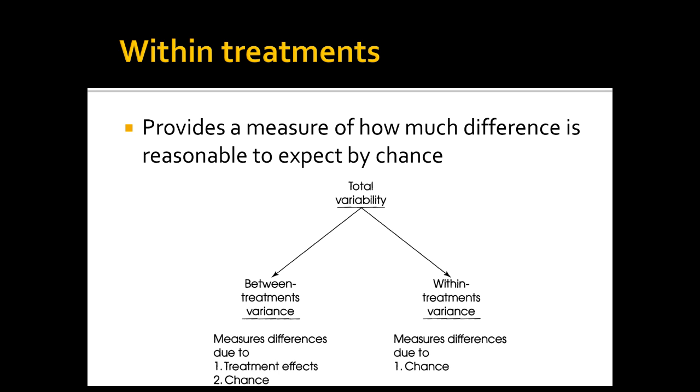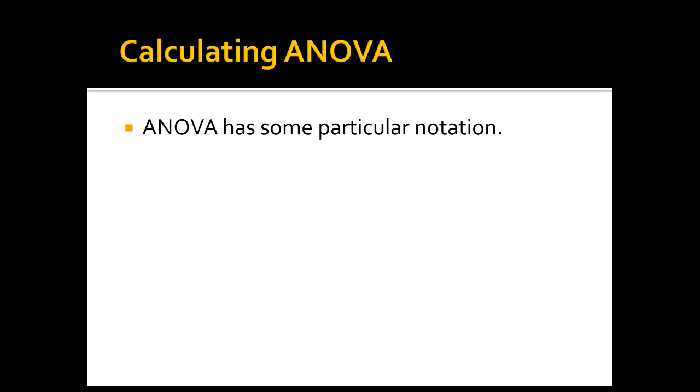Between treatments variance measures differences due to the actual treatment effects, but there is an element of chance in that too, of randomness there too. So, before getting into calculating an actual ANOVA, we've gone over the logic. We need to talk about some particular notation so we don't get confused later on.